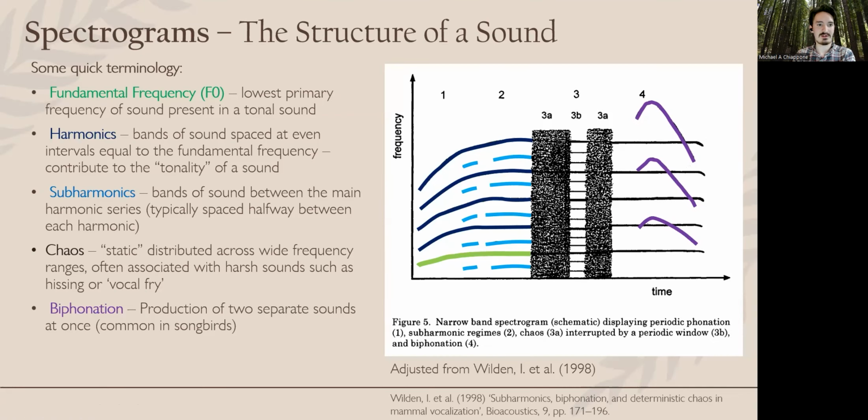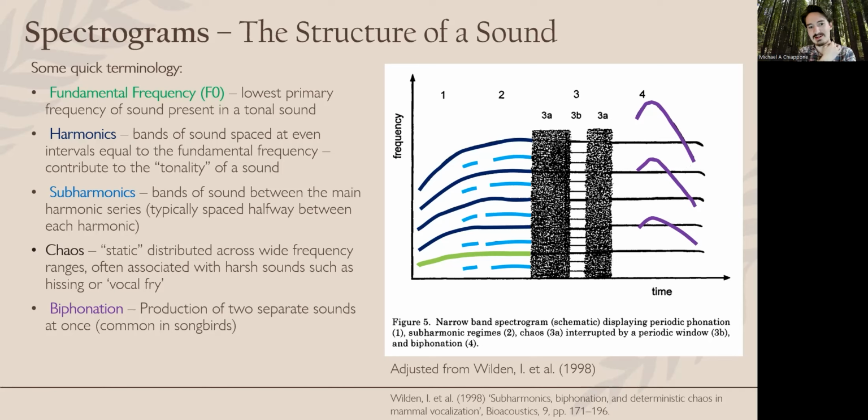So that lowest note is called the fundamental frequency. This is the lowest primary frequency of sound present in a tonal sound. This is that green bar on the right there. Above those are harmonics. These are bands of sound spaced at even intervals equal to the fundamental frequency. So if the fundamental frequency is about 100 hertz, each harmonic would be spaced apart by another 100 hertz: 200, 300, 400, etc. Subharmonics come between harmonics, and they're typically spaced about halfway. Both of these contribute to the tonality of a sound, the quality of it.